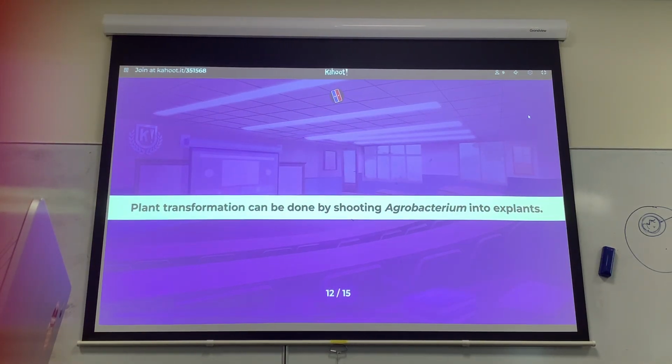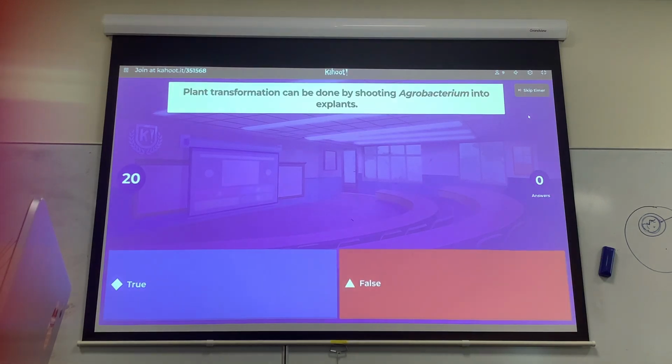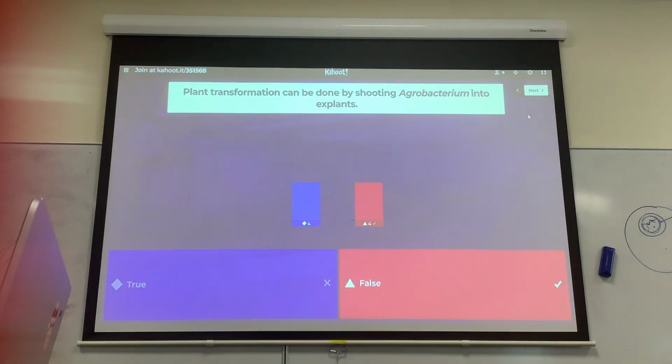Plant transformation can be done by shooting agrobacterium into explants. True or false? The answer is false. We don't shoot agrobacterium. We infect explants with agrobacterium. We shoot naked DNA attached to nanoparticles, gold or tungsten.